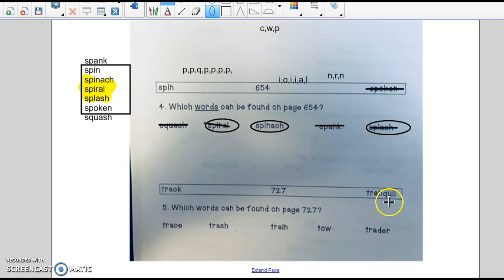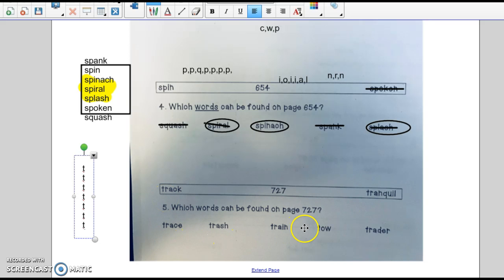All right. Track, tranquil, trace, trash, train, tow, and trader. 1, 2, 3, 4, 5, 6, 7 words again. Okay. They don't all have the same second letter, so we got to look at letter 2. We have R, R, R, R, R, O, and R. So basically, what comes first, R or O? Element O, P, Q, R. So we know that tow will be our first word. And then all our TR words will come next.